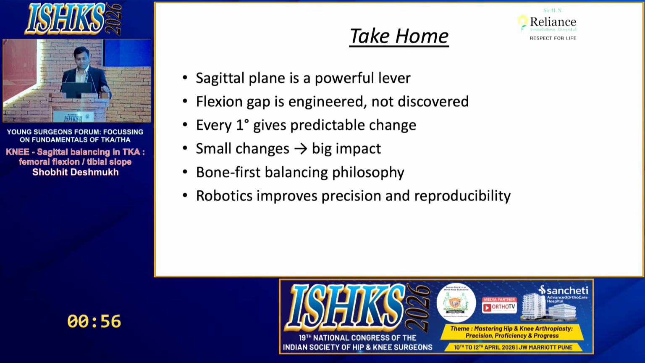So the take home is that the sagittal plane is a powerful lever. Flexion gap is engineered and not discovered. Every 1 degree causes a predictable change. Smaller changes cause big impact. Bone first balancing philosophy, and robotics improves precision and reproducibility.